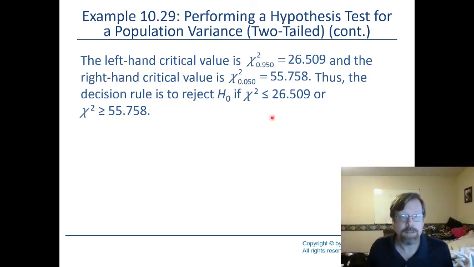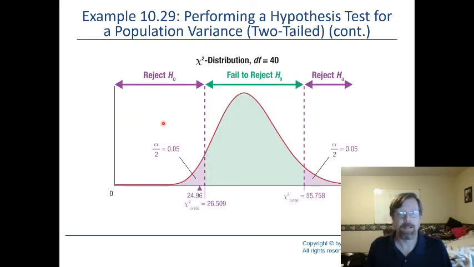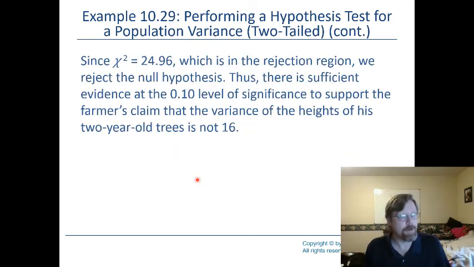So this, or this is our rejection region. Our value was 24.96, so we can reject the null hypothesis. And it is likely that the variance in that particular farmer's trees is greater than 16. Or not greater than, is different than 16. There's sufficient evidence that, yeah. Okay.